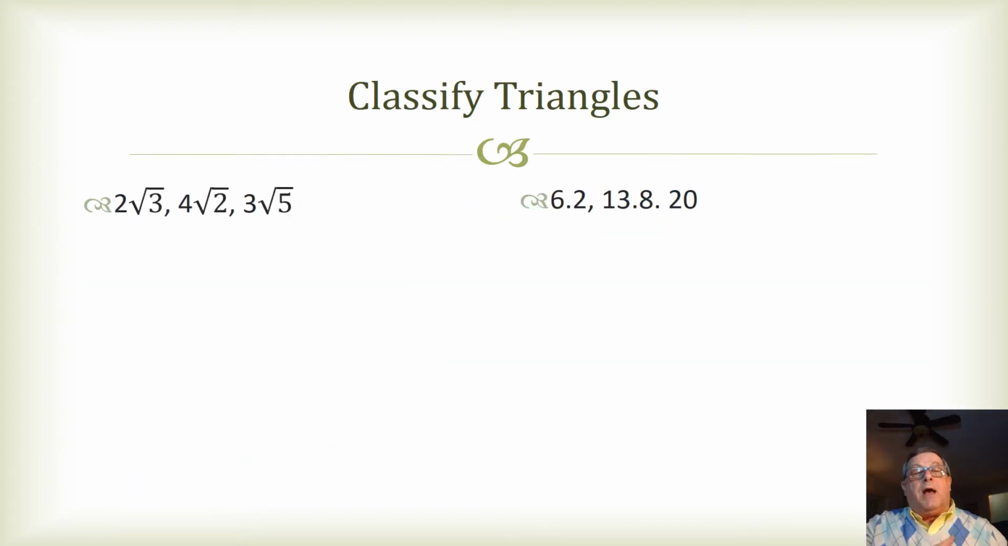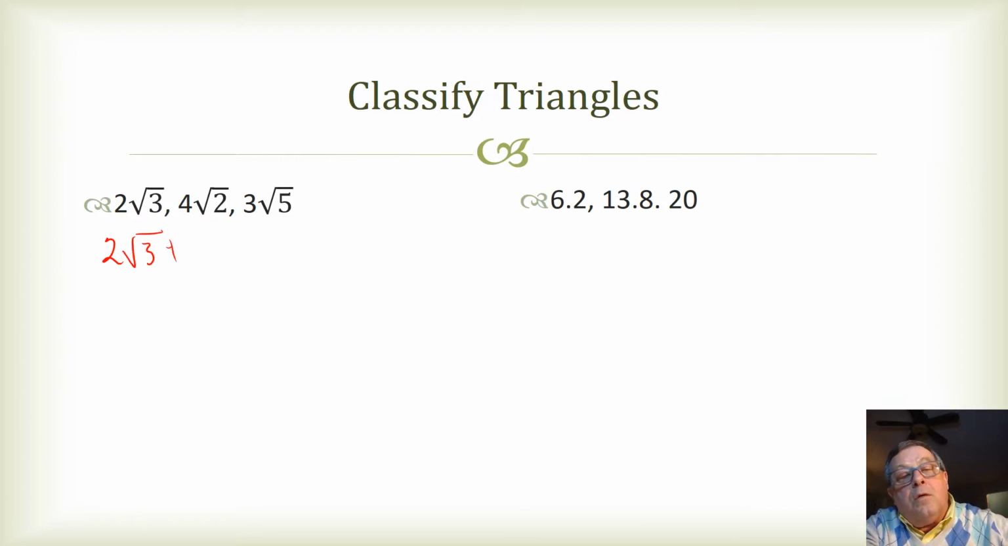All right, well, I'm definitely going to need my calculator on this one on the left. So I got 2 square root of 3, 4 square root of 2, 3 square root of 5. So let's see, what is 2 square root of 3 plus 4 square root of 2? Well, that equals 9.12, if I round it to the nearest hundredth, 9.12.